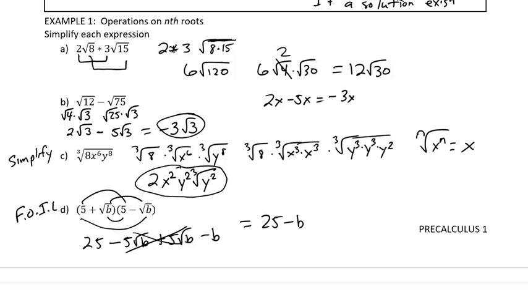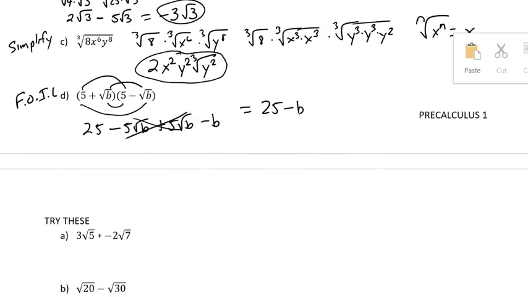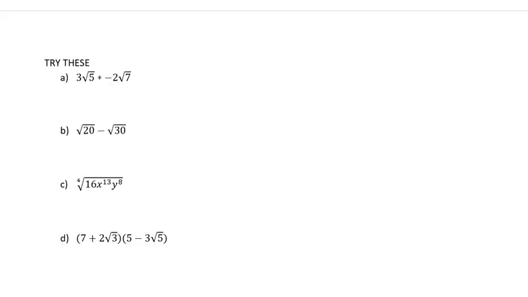Alright, so you try these ones, and then come back. You can pause. Okay, so hopefully you had a chance to try these problems for yourself.